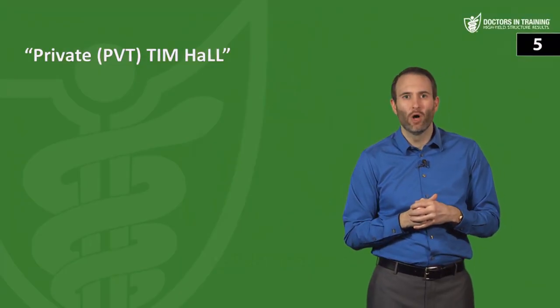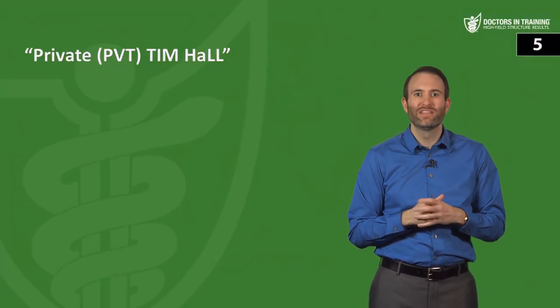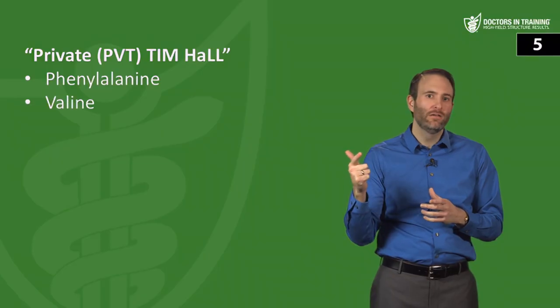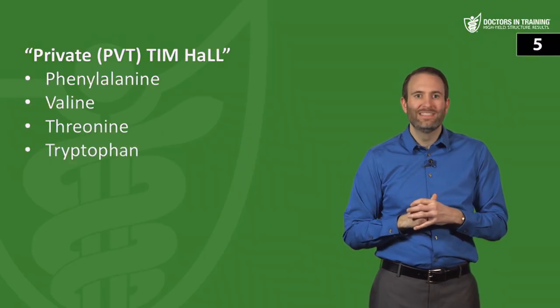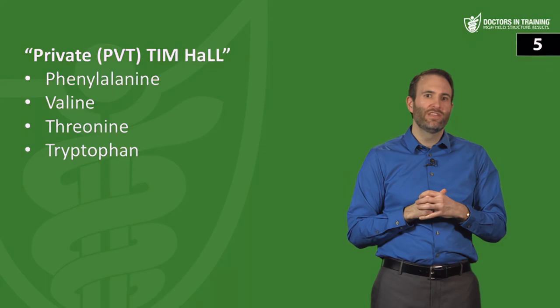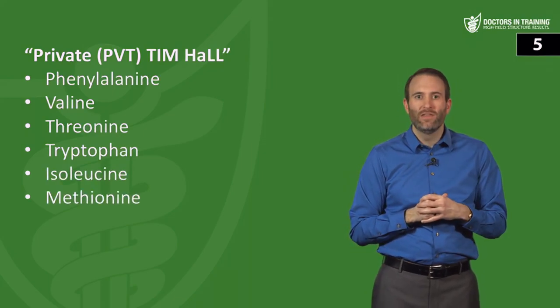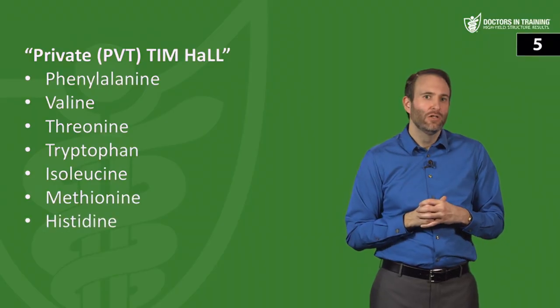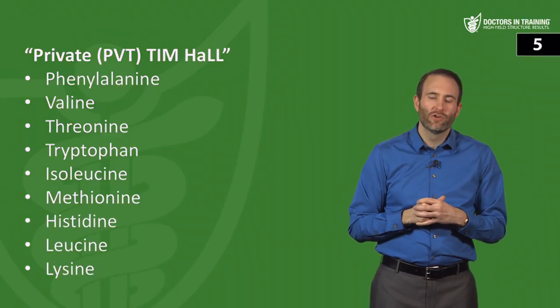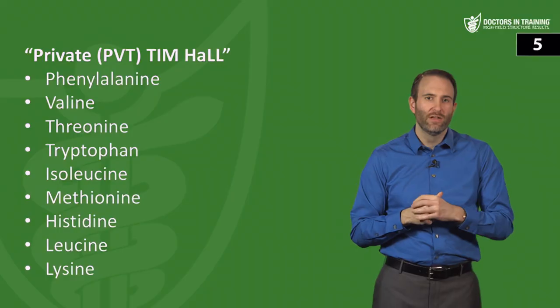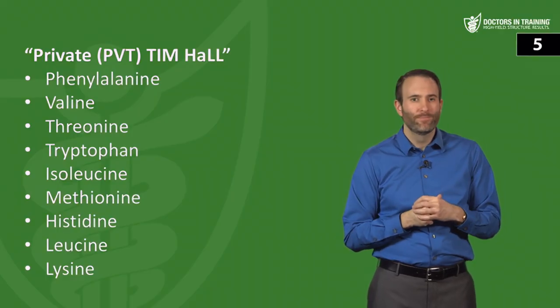All right, first question. What are the essential amino acids? Remember, we use that mnemonic PVT TIM HALL. So PVT is for private. So that's phenylalanine, valine, and tryptophan. And then TIM is for the T, threonine, isoleucine, methionine. And then we have the HALL: histidine, leucine, and lysine. So those are the essential amino acids. We have to eat those because we can't make them.